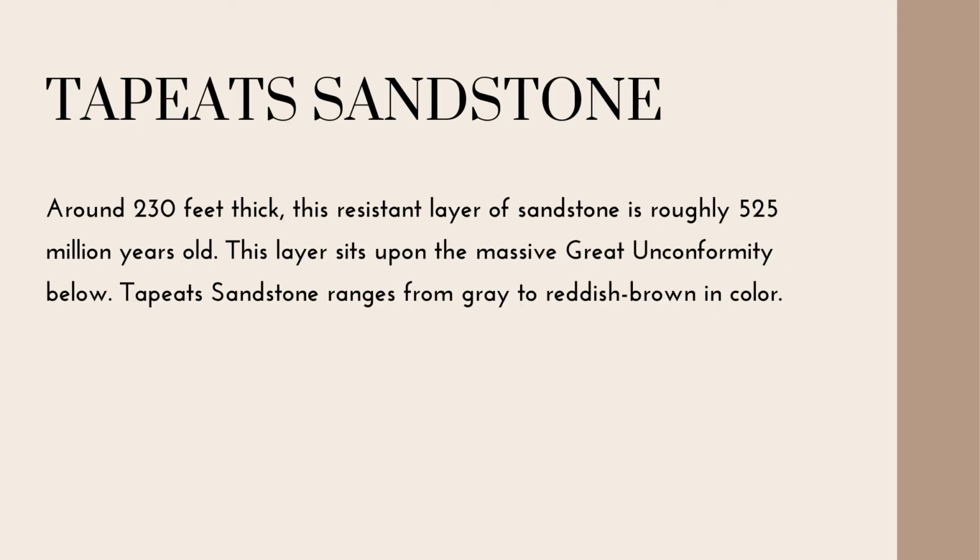The Tapeats Sandstone. At around 230 feet thick, this ultra-resistant layer of sandstone is an ancient 525 million years old. Tapeats sandstone provides a significant amount of the structure for the Tonto Plateau found above. This layer is usually colored from gray to reddish-brown.